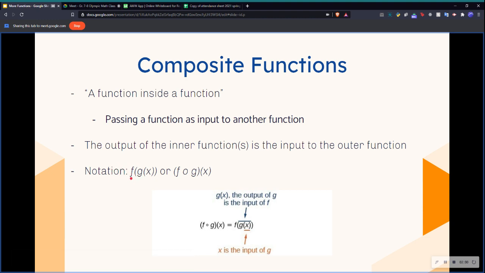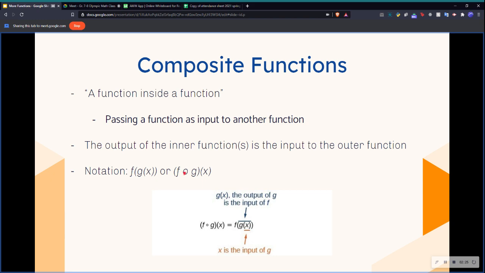So say your outer function is f, and then you have an inner function called g. This is what it looks like: f, and then in brackets you have g of x. So g of x is inside the brackets of the f function, as you can see. Or you also have this notation. We don't use this one as often. This is called f at g of x.